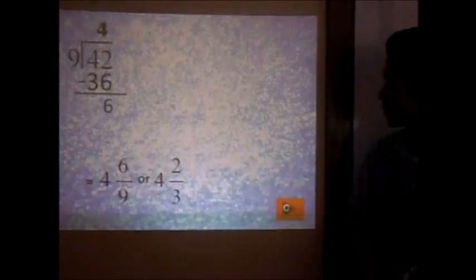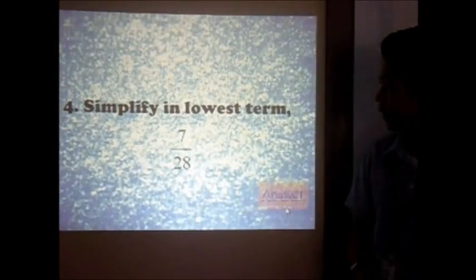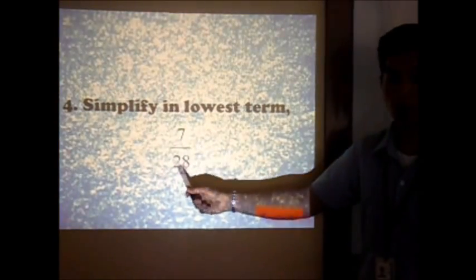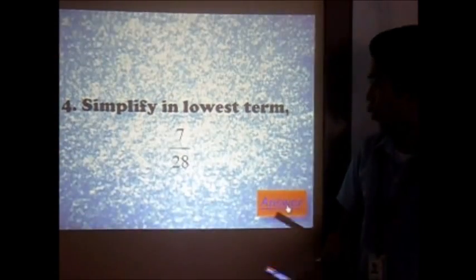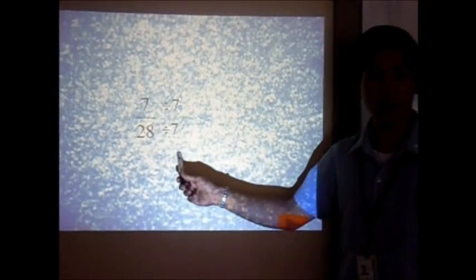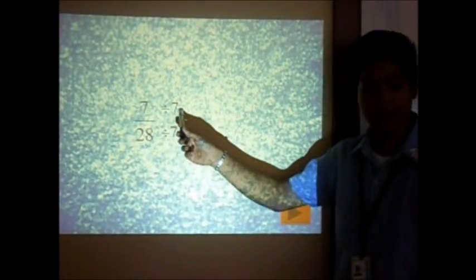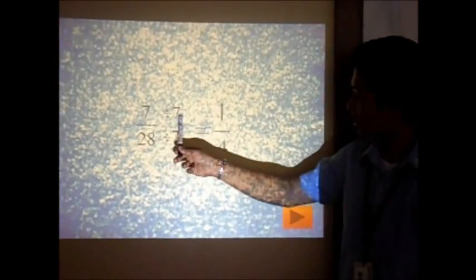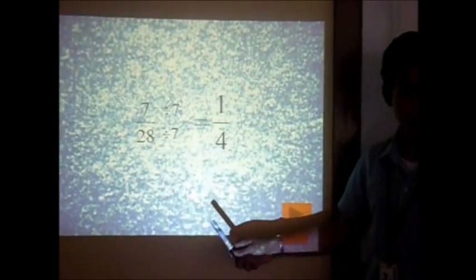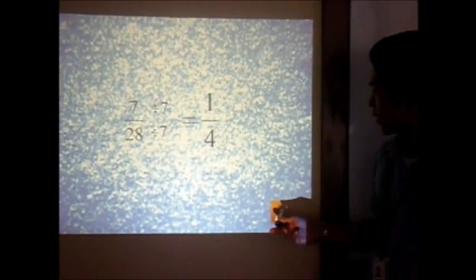The other one: simplify in lowest terms 7 over 28. So simply dividing, we have the answer. Dividing both the numerator and the denominator by 7, we get 7 divided by 7 is 1, and 28 divided by 7 is 4. Next question, please.